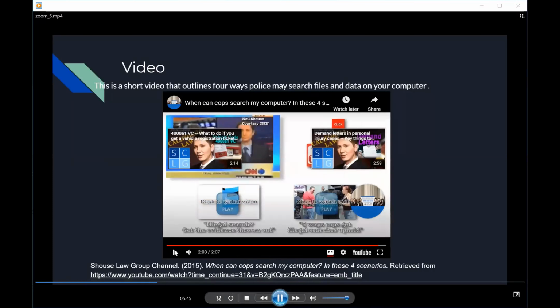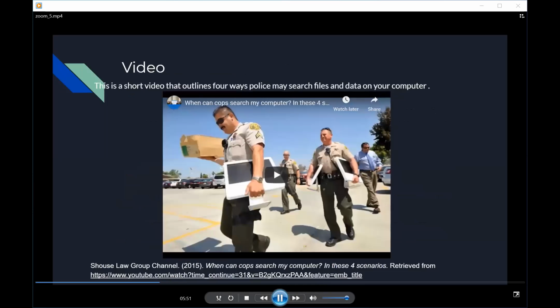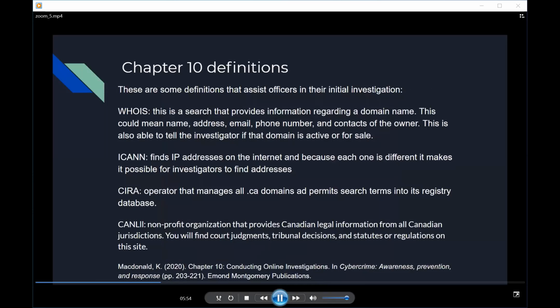Yeah, so as I said before, the video just outlined four ways police may search your files and data on your computer. Also, these are the definitions that we found from the textbook, chapter 10. And these are some definitions that assist officers in their initial investigation. We have WHOIS. WHOIS is a search that provides information regarding a domain name. This could mean name, address, email, phone number, and contacts of the owner. This is also able to tell investigators if that domain is active or for sale.